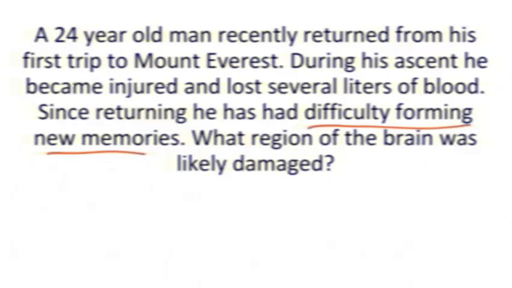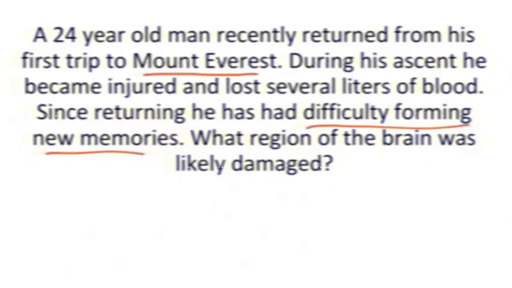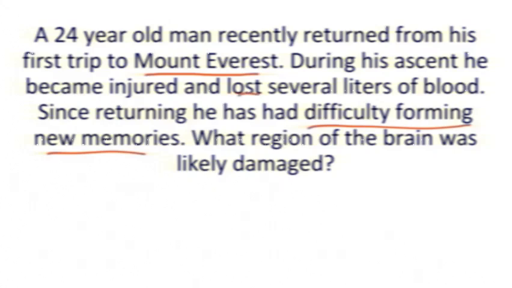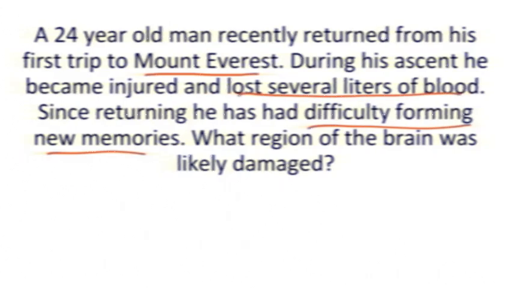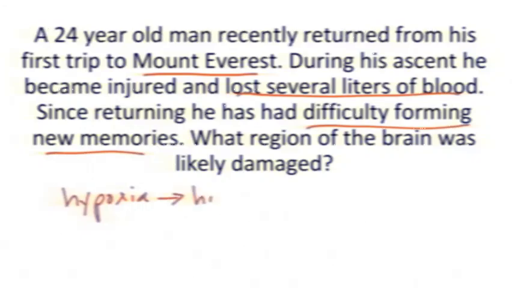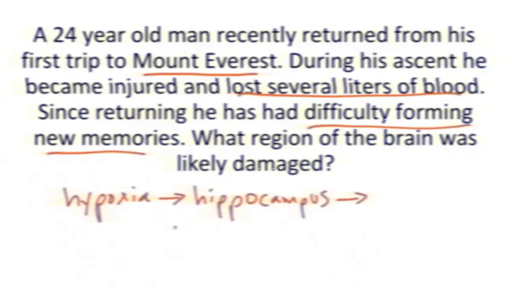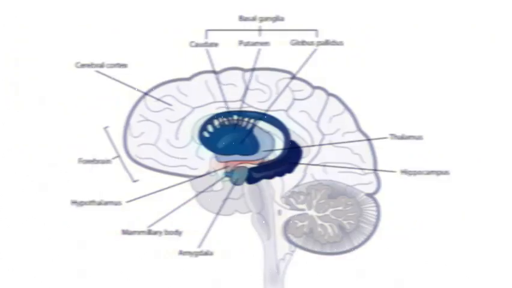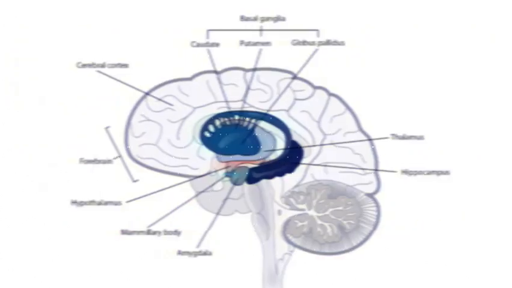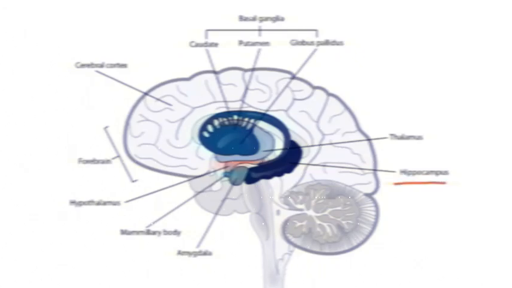Because this patient was at high altitude, which we know because he was climbing Mount Everest, and we know that he lost several liters of blood, we can assume that he experienced severe hypoxia. So again, hypoxia results in damage to the hippocampus, which results in an inability to form new memories. Again, from figure 8.4, we can see the hippocampus right here. And that concludes this section.